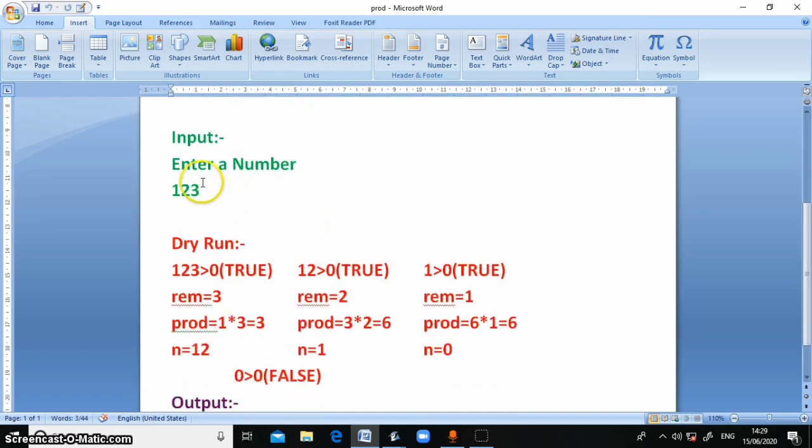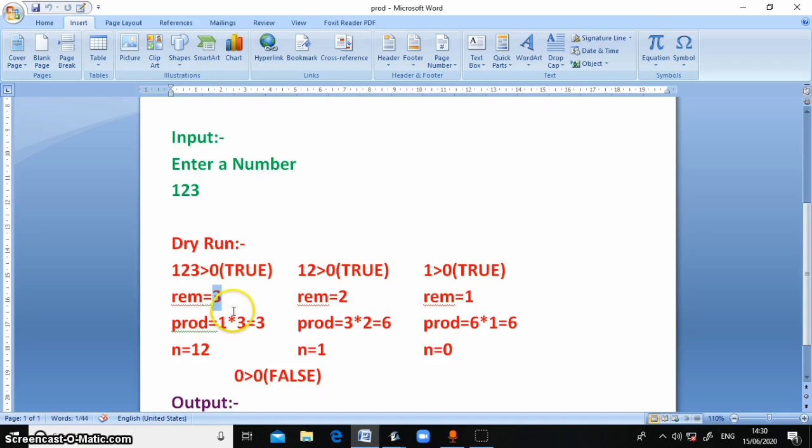Suppose I have given the input as 123. So let's take the dry run of this program. 123 is stored in n. 123 greater than 0, yes, the condition is true. 123 modulus 10 will give 3.